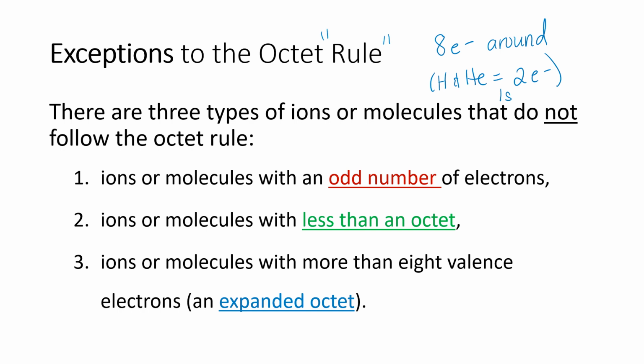And the 3 exceptions for you to be aware of is that sometimes you end up with molecules with an odd number of electrons. You can have molecules where some of the atoms have less than an octet. And then the most common one we will see is when you have molecules that have expanded octets. So you have some atoms within the structure with more than 8 electrons around them.